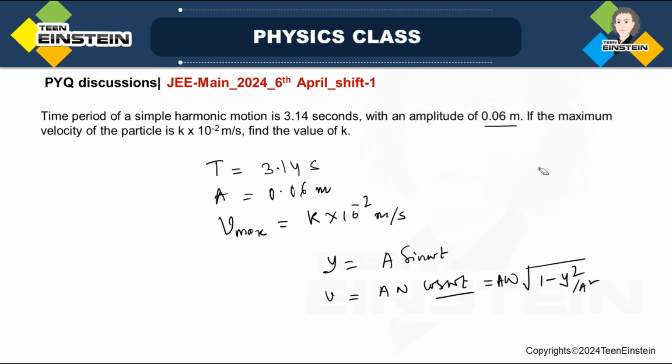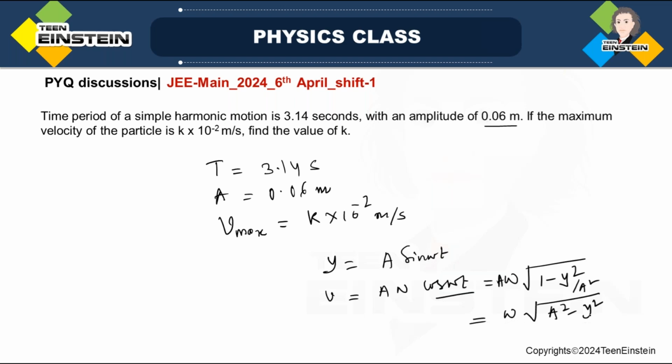Let me just correct it here. So what I get: a will anyway be cancelled, so omega into square root of a square minus y square. So this is the expression for velocity. Maximum velocity will be at y is equal to 0.